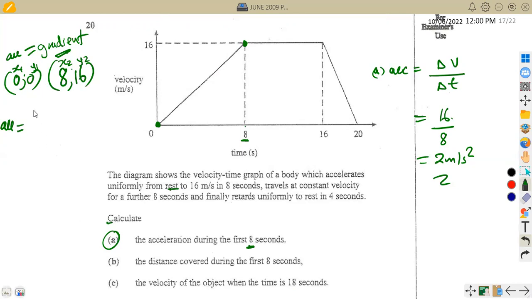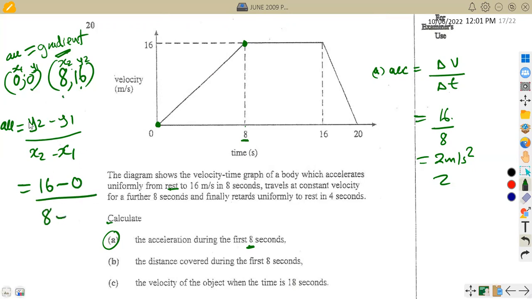Okay. So you know that gradient is the change in y, which is y2 minus y1, over x2 minus x1. Y2 is 16, minus y1, which is 0 here, over x2, which is 8, minus x1, which is 0 here. So 16 minus 0, which is 16, over 8 minus 0, which is 8. And we can divide 16 by 8, that's 2 meters per square second, because it's acceleration. So as you can see, we are obtaining the same answer.